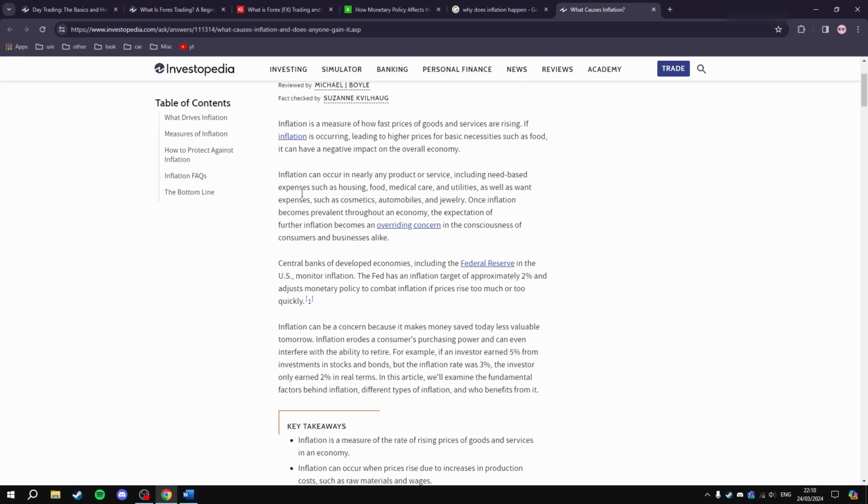Inflation can occur in nearly any product or service, including need-based expenses such as housing, food, medical care, and utilities, as well as want expenses such as cosmetics, automobiles, and jewelry. Once inflation becomes prevalent throughout the economy, the expectation of further inflation becomes an overriding concern in the consciousness of consumers and businesses alike.